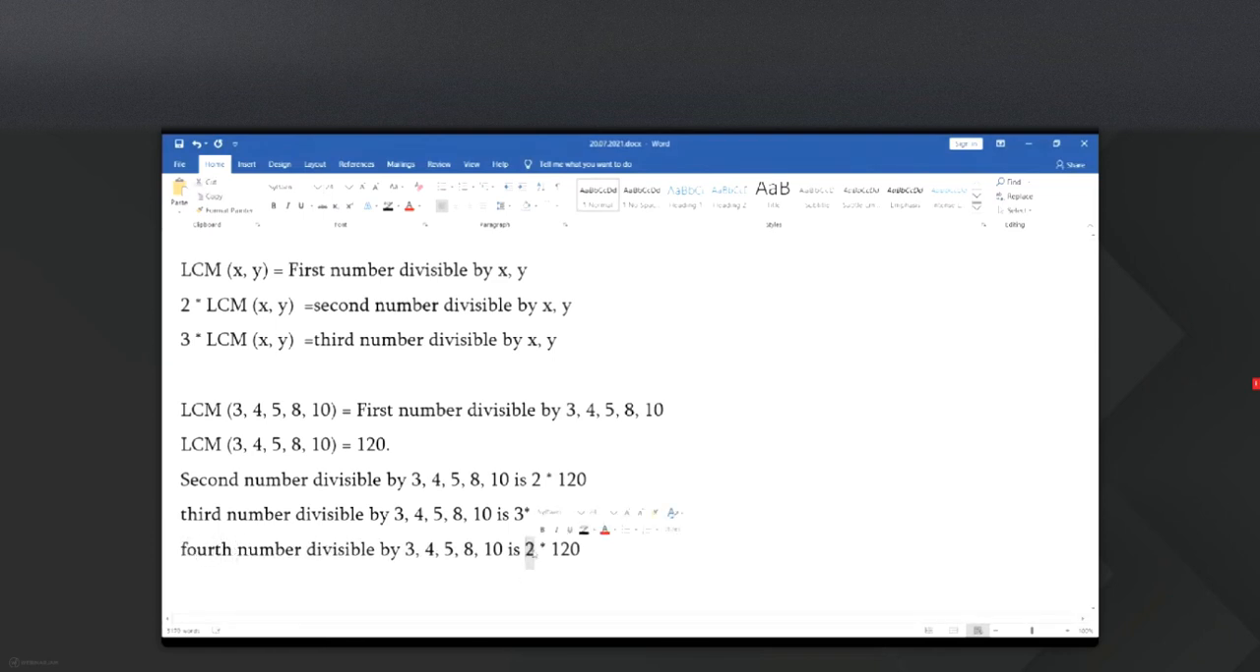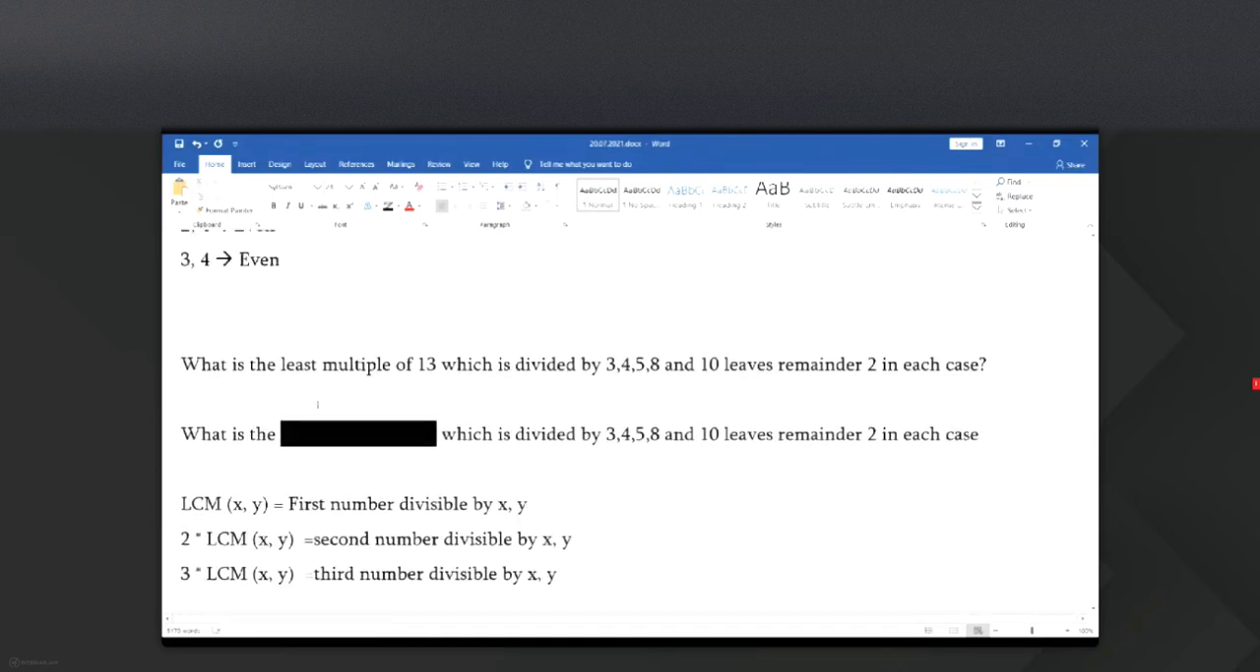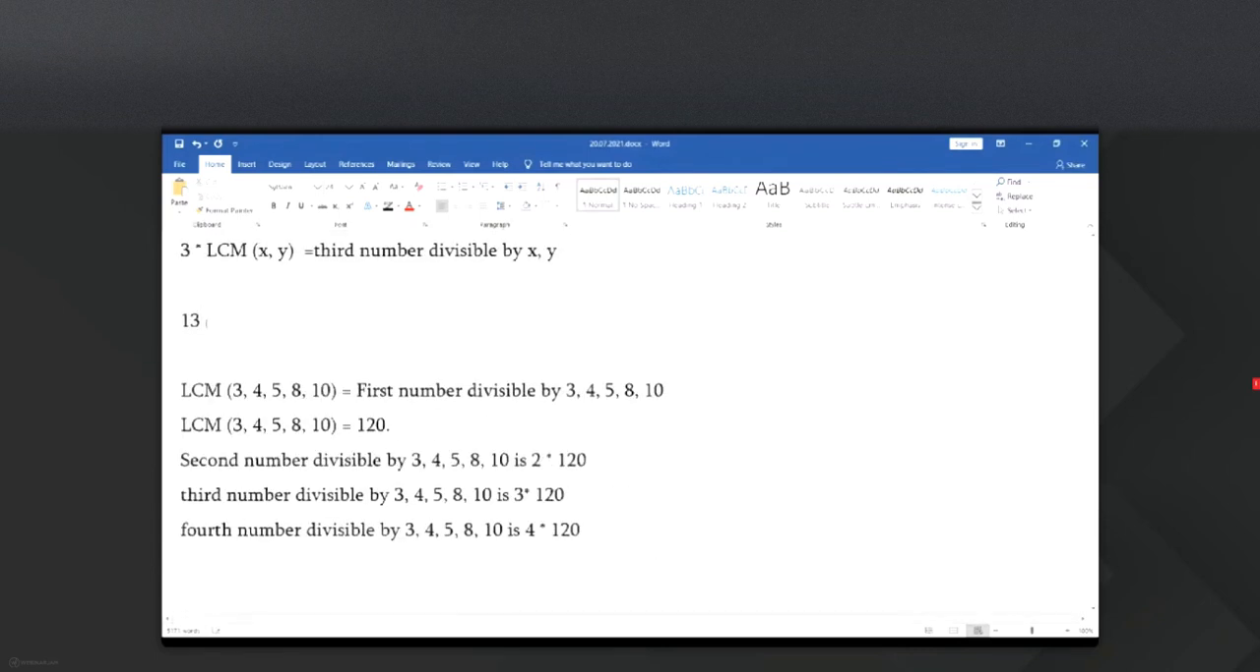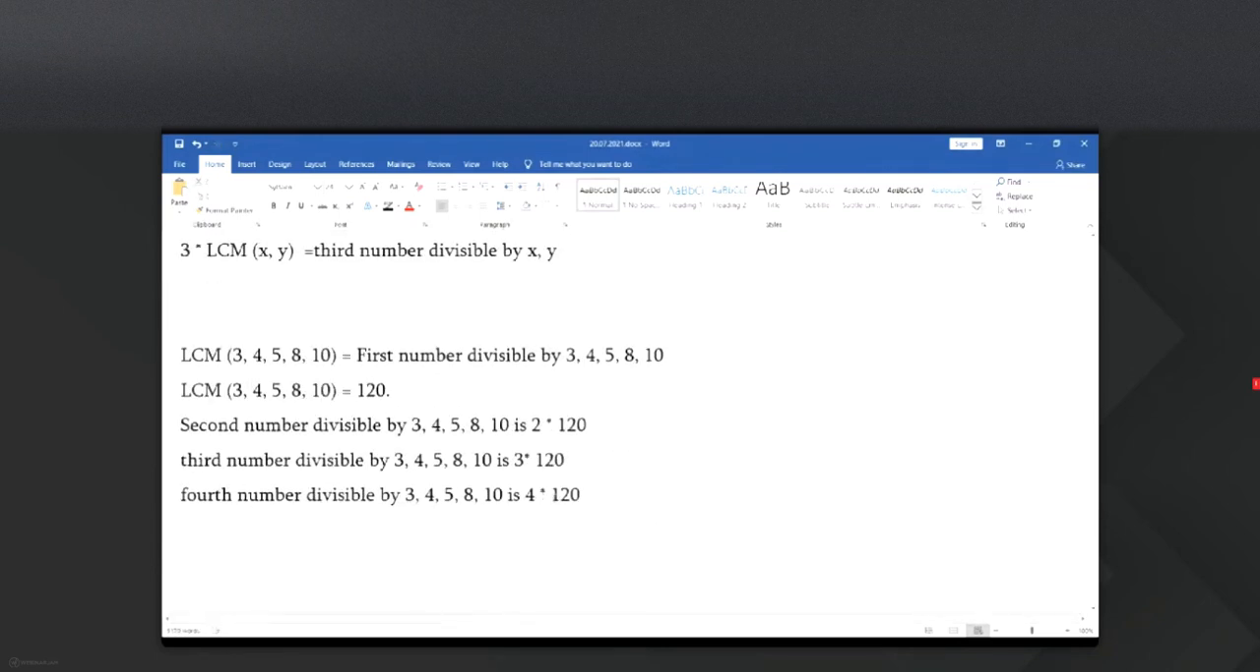It goes on like this. So which number will be a multiple of 13? What is the least number in the multiple of 13? Which number will be a multiple of 13? So the number which goes like this, 13 into LCM, right? The number which goes like 4 into 120. Obviously 120 is not divisible by 13. So you have to go for the 13th number.